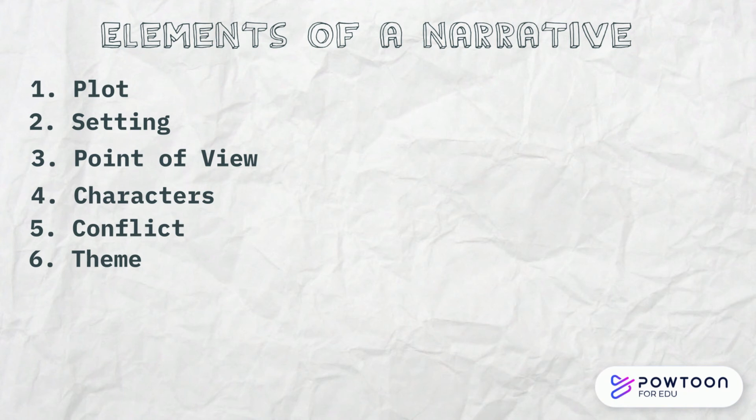Number 5 is conflict, which is the main problem the main character faces in a story. Number 6 is theme, which is the main idea or the underlying point a writer wants to convey through the story.